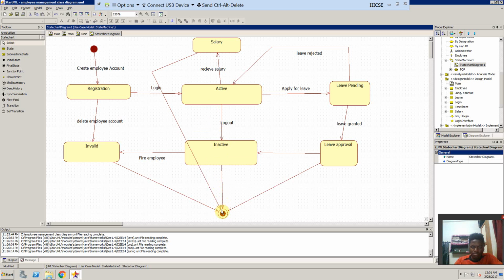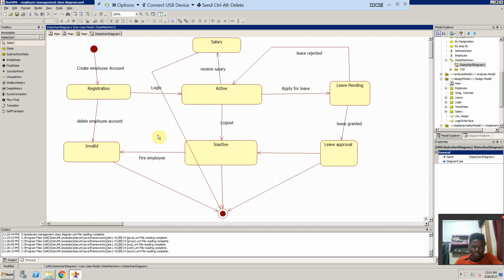Now each of these states can move to the end state. However, the employee can also be fired. When an employee is fired, it moves to the invalid state, which means the employee is non-existent. So this is the state chart diagram of the employee management system.